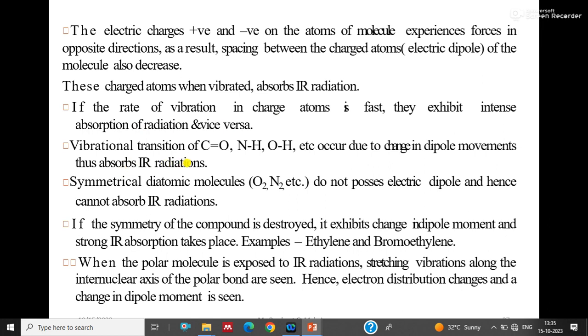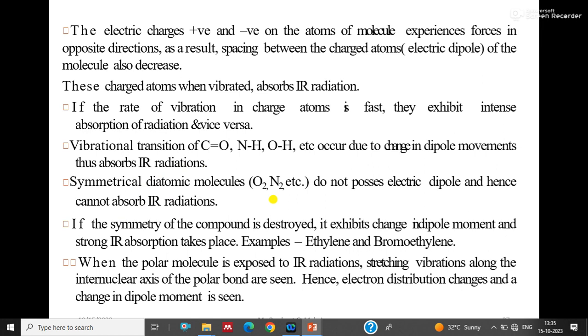Next, vibrational transitions of CO, NH, OH, etc. occur due to change in the dipole moments and absorb higher radiation. So I am saying again and again, if there is a change in dipole moment, definitely there will be higher absorption. Next is symmetrical diatomic molecules. O2 and N2 do not possess an electric dipole and cannot absorb IR radiation due to no change in the dipole moment.